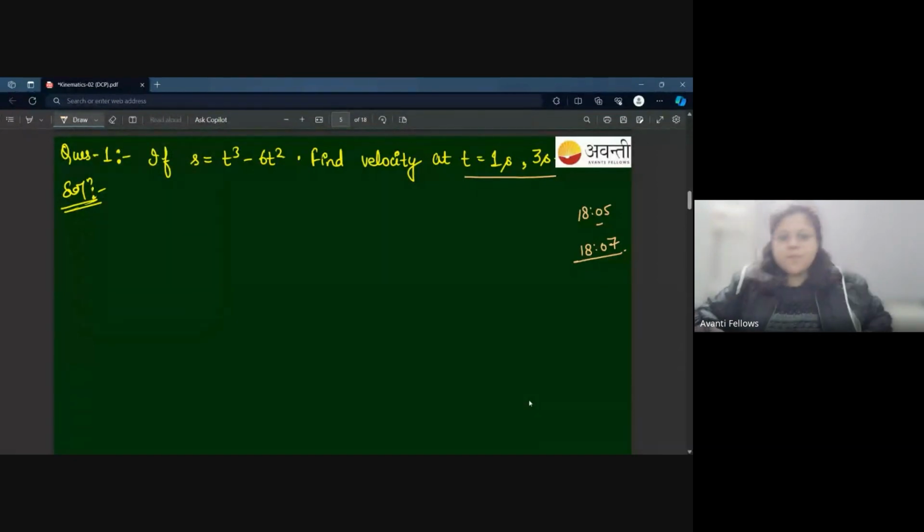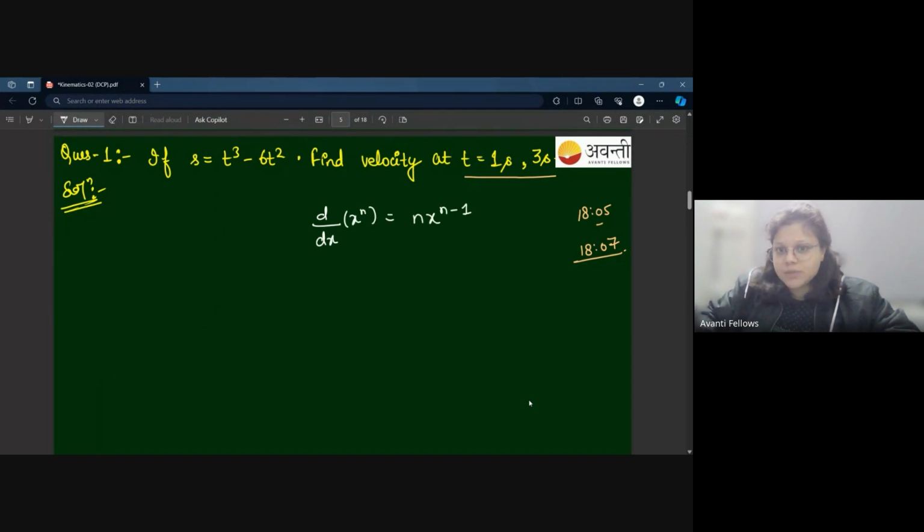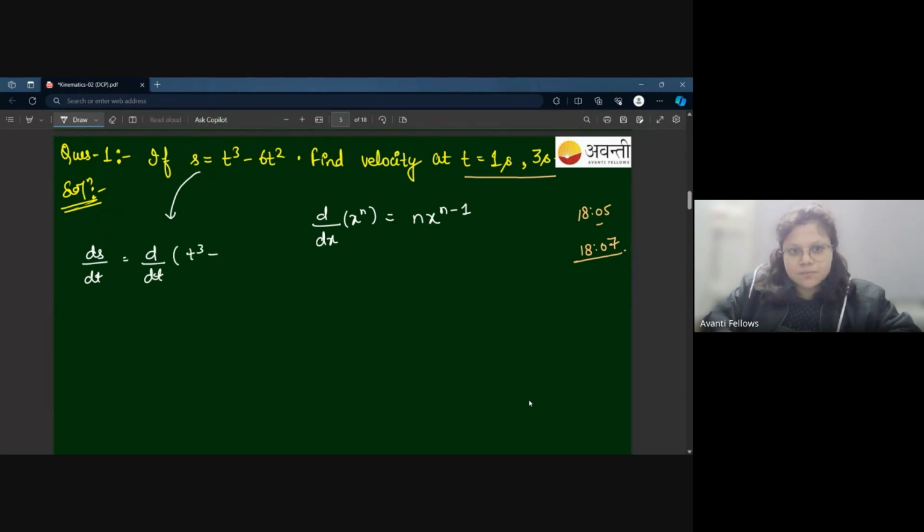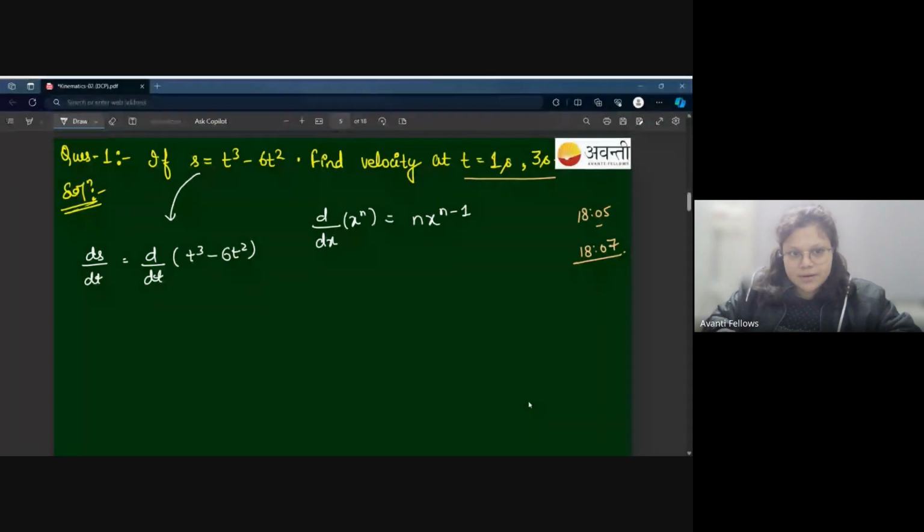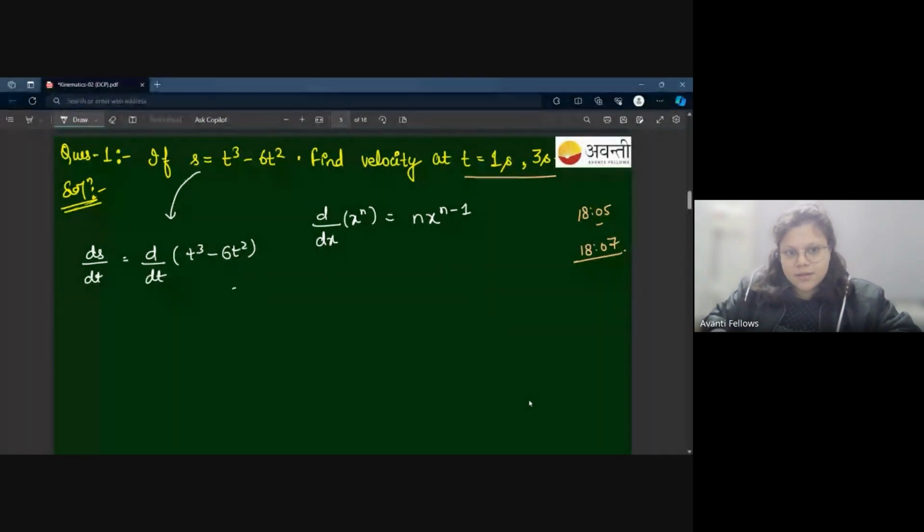If you know that d by dx of x raised to the power n is nx raised to the power n minus 1. So here you have s is equal to t cube minus 6t square, let's say. So just put it over here: ds by dt, that is d by dt of this entire expression. Now, you can write it like this.